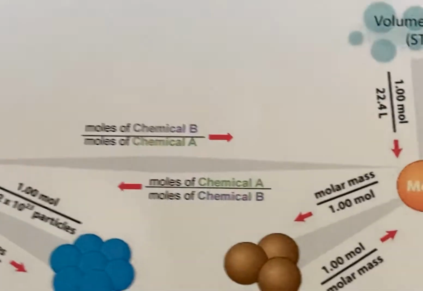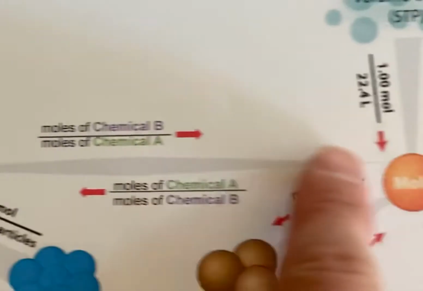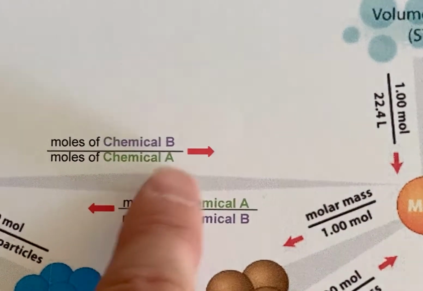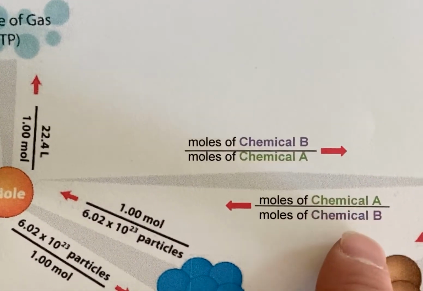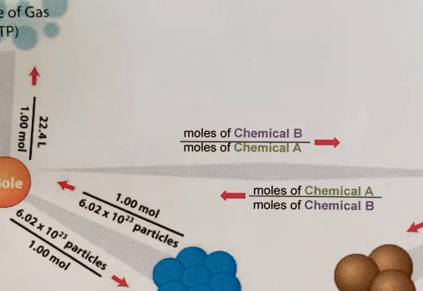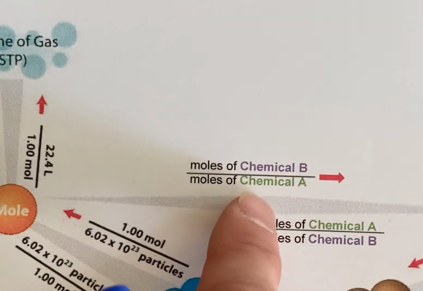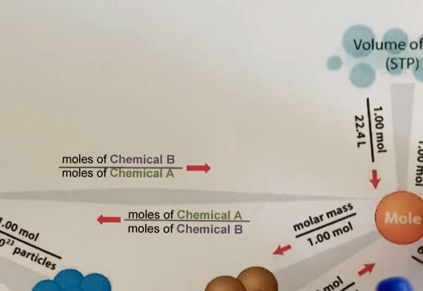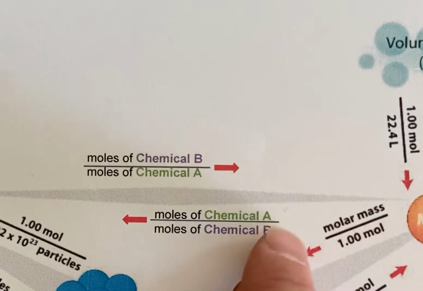The one you use depends on which way you're going. If you're going from chemical A to chemical B, you would put chemical B on top and chemical A on bottom. If you're going the other way, chemical B to chemical A, then you would put chemical A on top and B on bottom. So which chemical you put on top just depends on which one you're trying to cancel out, right? Because in this case, chemical A is on bottom because you're trying to cancel out moles of chemical A. And in this case, chemical B is on bottom because you're trying to cancel out moles of chemical B.